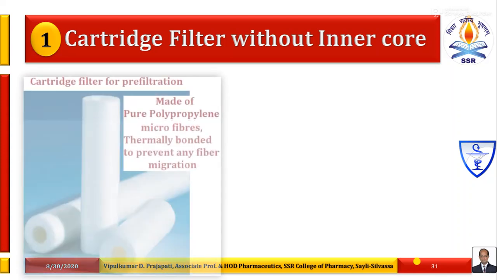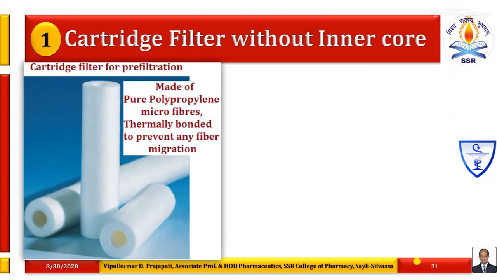Cartridge filter without inner core. First, cartridge filter without inner core. There are 10 different types of cartridge filter units available. First one is cartridge filter without inner core. It is made of pure polypropylene microfibers, thermally bonded to prevent any fiber migration.